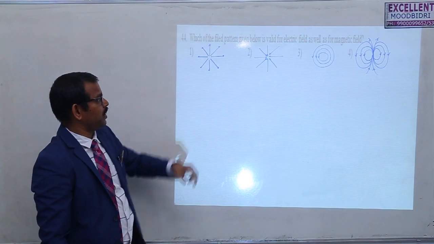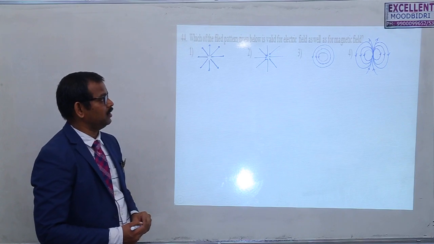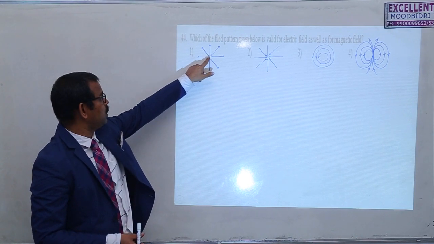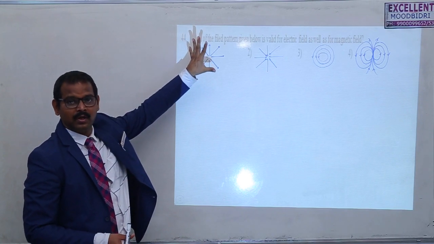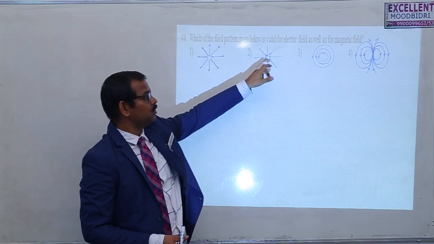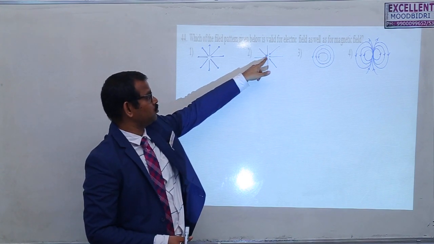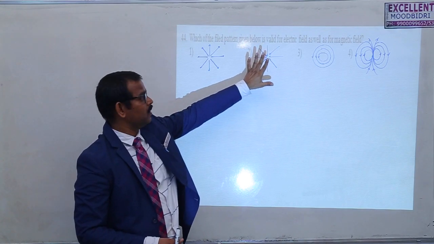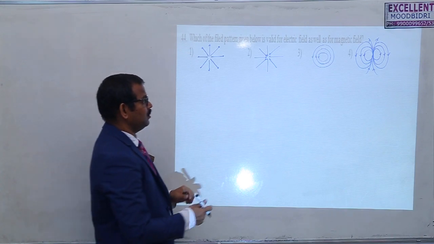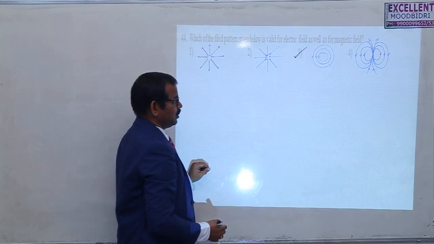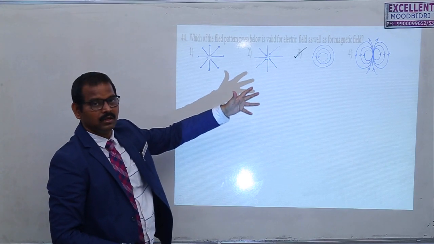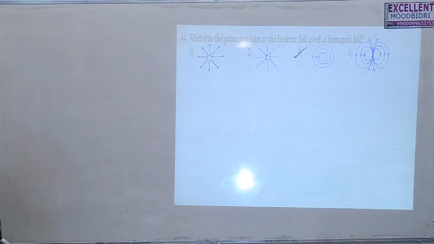Question 44: which of the following field patterns is valid for both electric as well as magnetic fields? These are the electric field lines due to a positive charge. These are open loops. Magnetic lines cannot be open loops. Here also these are open loops. Electric field lines due to a negative charge cannot be magnetic field lines. The last one is magnetic field lines only for a bar magnet. But this is the correct answer here. For a spinning charge, electric field lines or magnetic field lines are concentric circles.